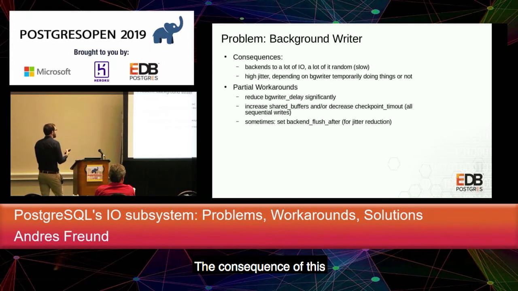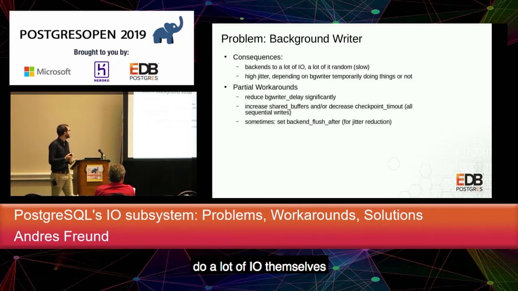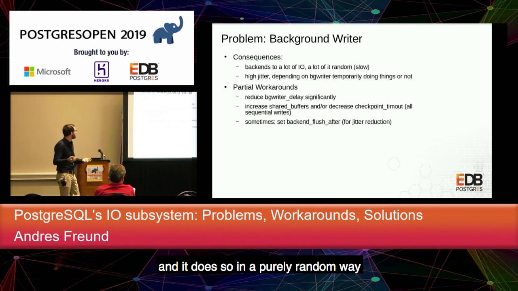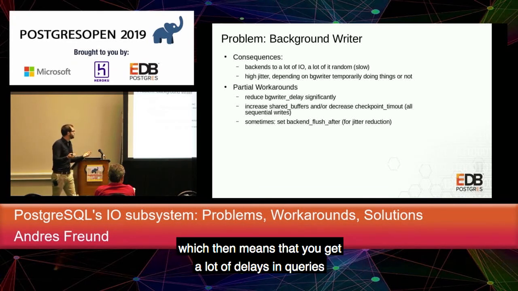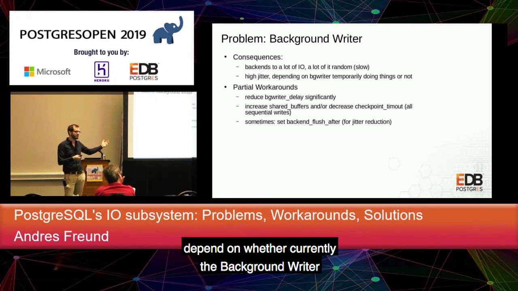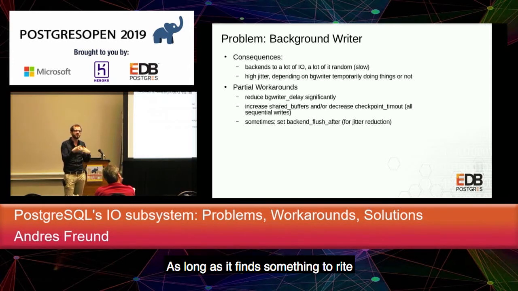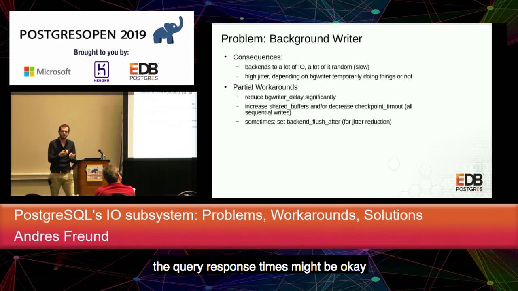The consequence of this is that backends in a typical workload do a lot of I/O themselves. And it does so in a purely random way, which then means that you get a lot of delays in queries. But the delay in how fast queries respond depends on whether currently the background writer finds something to write out. And as long as it finds something to write, the query response times might be OK.